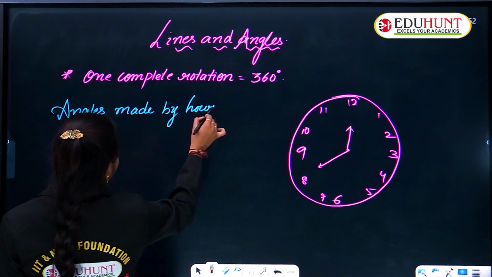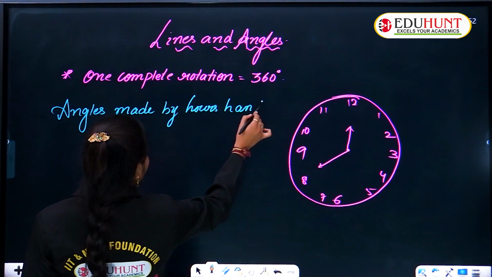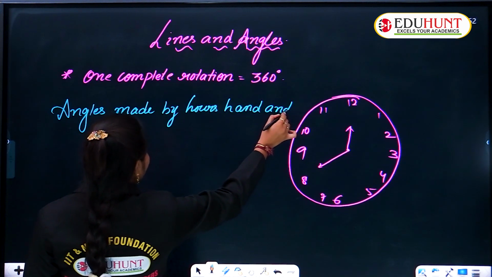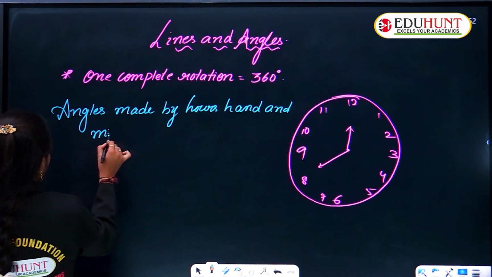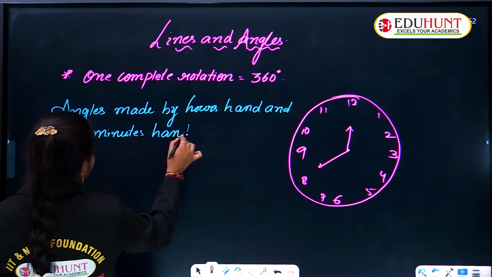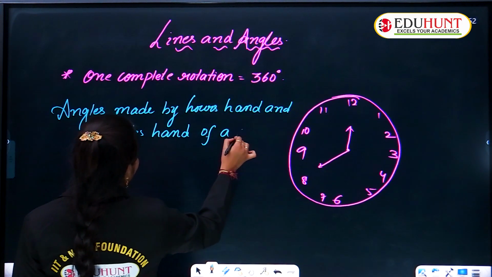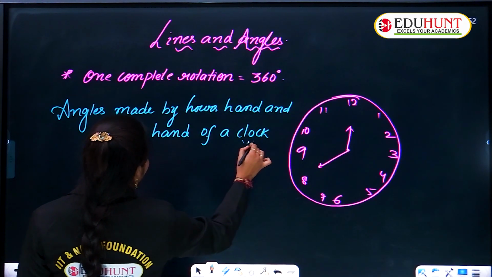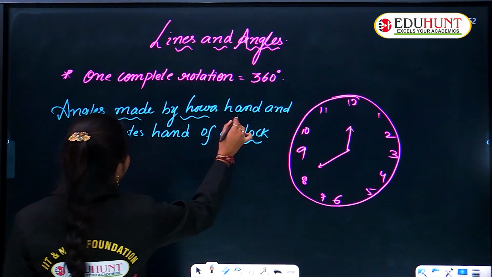Now the concept is angles made by the hour hand and minute hand of a clock. Okay children, this is our concept.